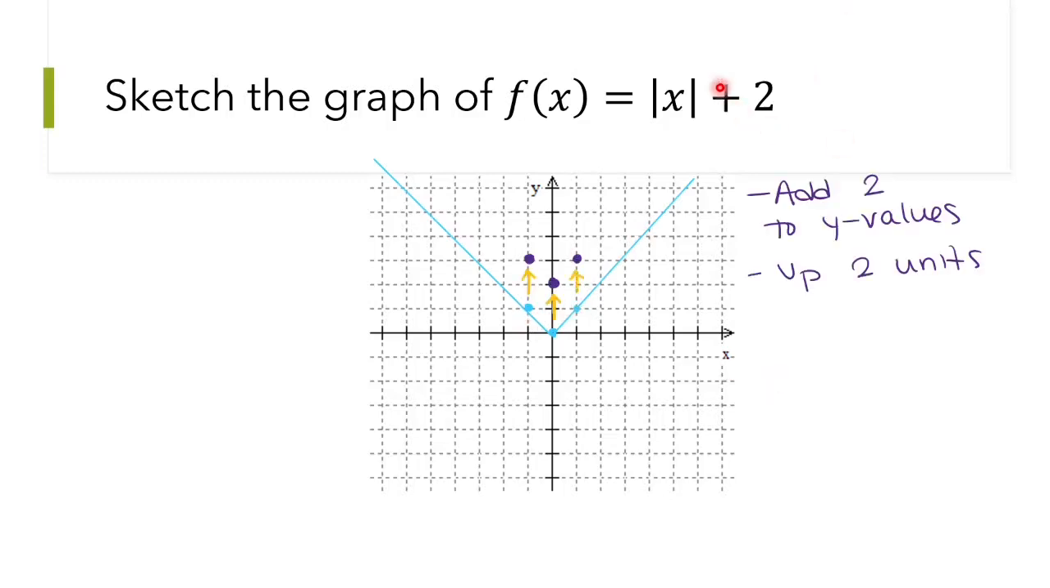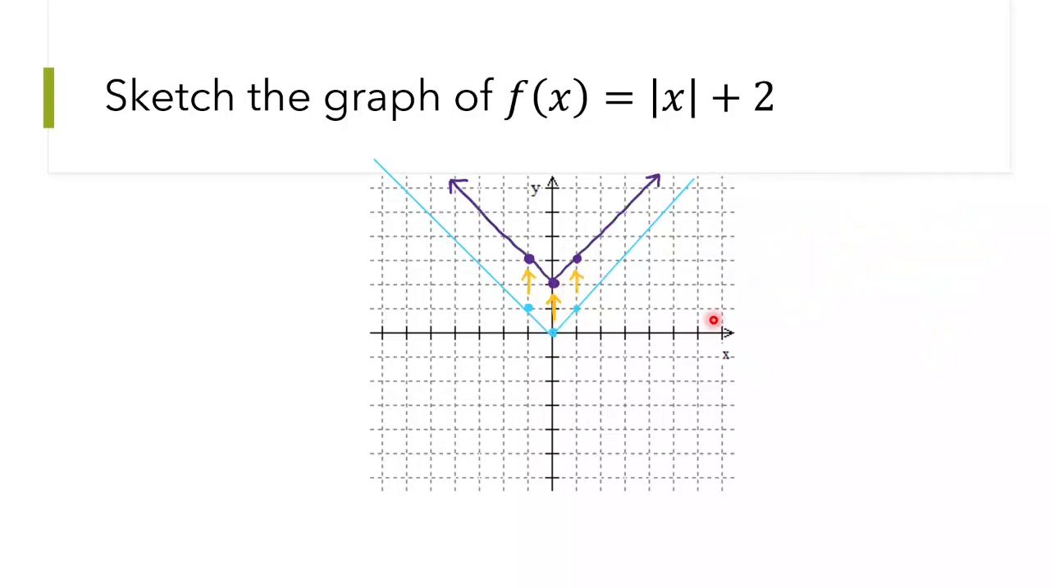This plus 2, again, output transformation, impacts y values. So we're just going to add 2 to all of the y values. This is going to take the graph and actually move it up 2 units. So I picked 3 points on the graph of my absolute value function, and I just moved them up 2 units, adding 2 to those y values. And there is the graph of f of x equals absolute value of x plus 2.